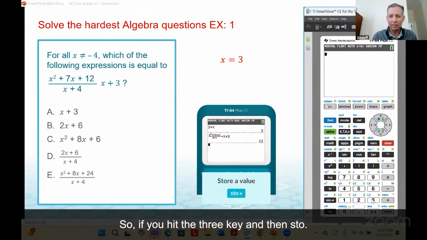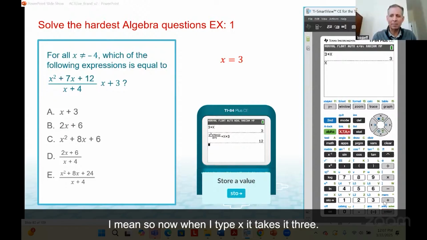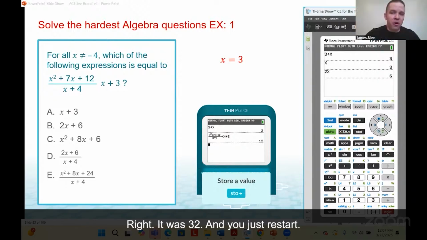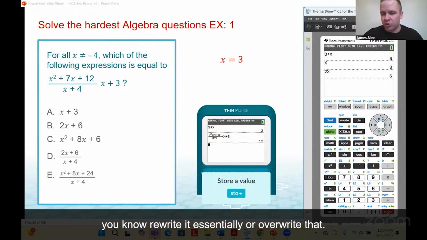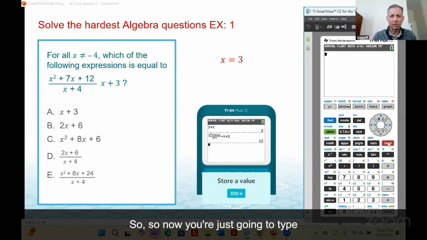So if you hit the 3 key and then store, which is right above the on key and has a little arrow there, and then type in x. A lot of people probably never have used that store key ever in class. Now when I type x, it thinks it's 3. If I type in 2x, it's going to do 2 times 3, which is 6. Before, it was 32 and you just restored, so you were able to overwrite that. And now it's 3 until you decide otherwise, right? Yep.